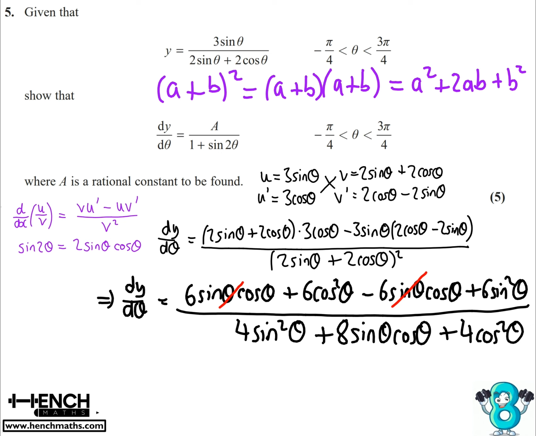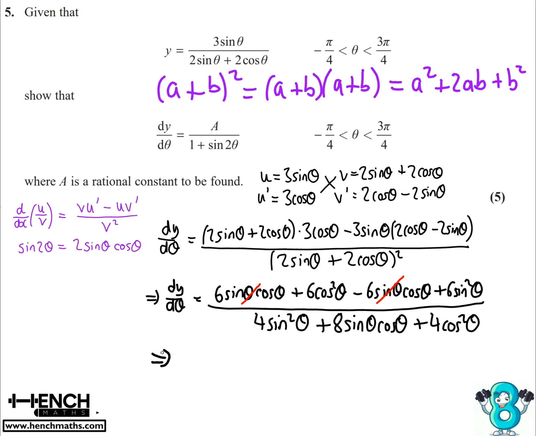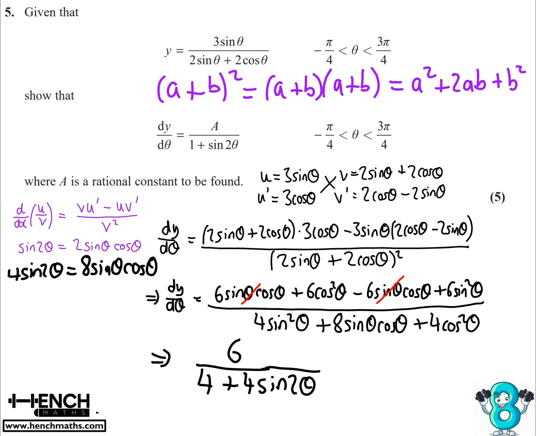And then what we need to notice is also we can use our trig identities. So 6 cos squared theta plus 6 sine squared theta is just going to be 6. 4 sine squared theta plus 4 cos squared theta is going to be 4. Now if we look at our identity, sine 2 theta is 2 sine theta cos theta. If you multiplied everything by 4, so 4 sine 2 theta would be equal to 8 sine theta cos theta. So actually, we've got 4 plus 4 sine 2 theta on the bottom.